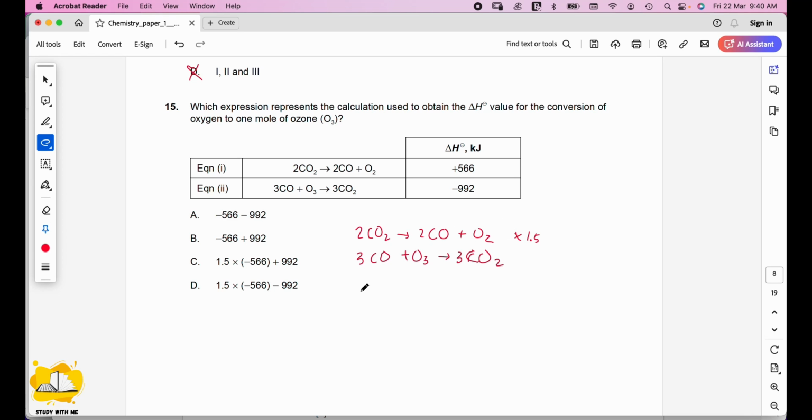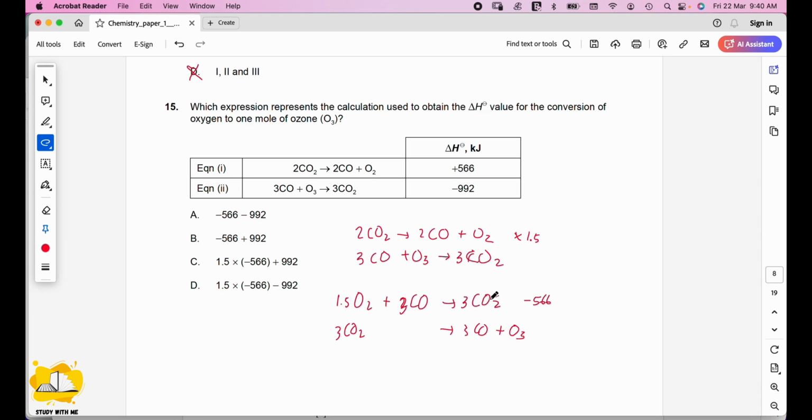So I will flip the reaction. So oxygen plus 2CO producing CO2, but because it's already 1.5, multiply by 1.5, so this becomes 3, and this becomes 3, and this becomes 1.5, and the plus 566 becomes negative 566. And for 3CO as well, because ozone produces 1 mole of ozone, so I will flip this as well. So it will be 3CO2 producing 3CO and ozone.